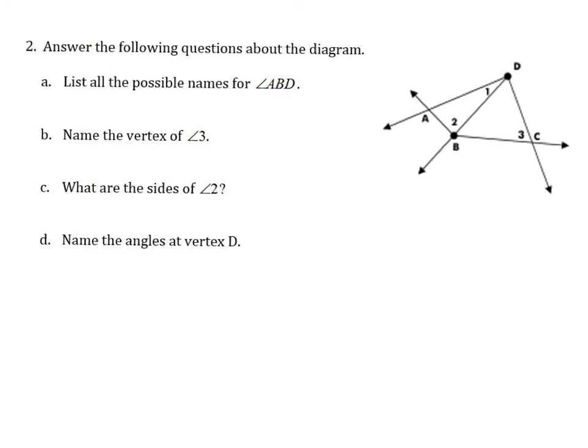Now, in the next example, there's a little bit more going on in this picture. First question wants us to list all the possible names for angle ABD. So ABD, let's connect those dots in that order. It looks like they're referring to this angle right here. First option is to actually use that little number that's in the angle. So you could actually call it angle 2 if you wanted to. The other option is, instead of ABD, I could just reverse that and go with DBA.